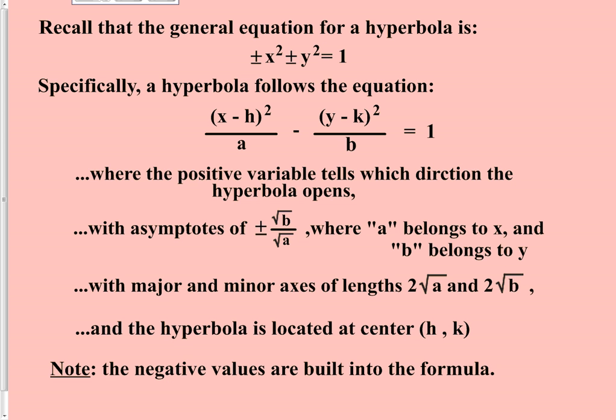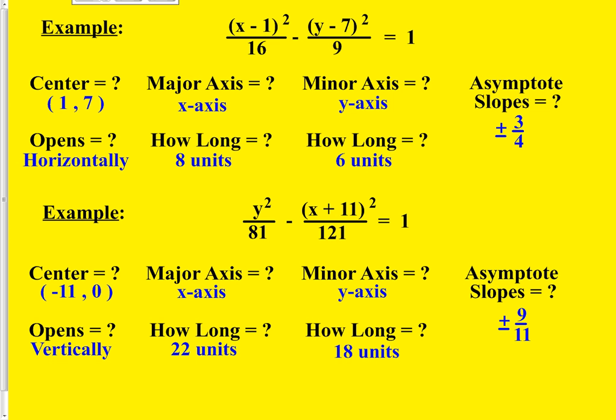Double the square root of the denominators in both cases. The larger of the denominators will still dictate which axis is major and which axis is minor. And as always, the negative signs are built into the formula. So I gave you a couple of examples there, and as you can probably remember and clearly see on the board right now, there's a lot of information to consider for a hyperbola. Where's the center? Which direction shall it open? Which axis is going to be major and minor, and what are the lengths of those axes?